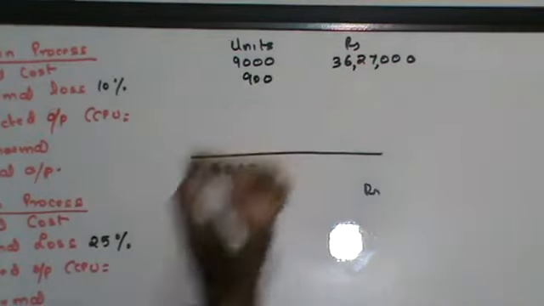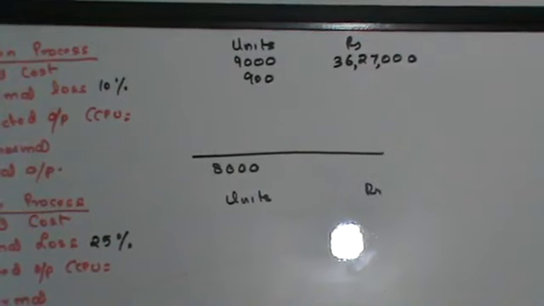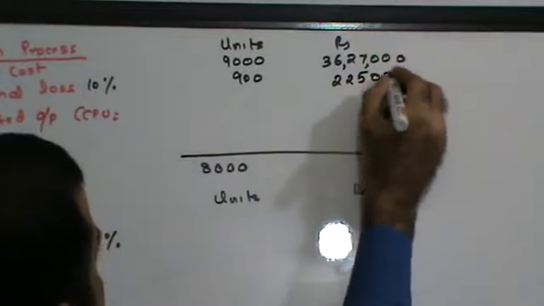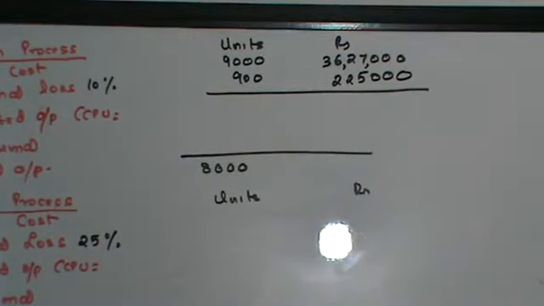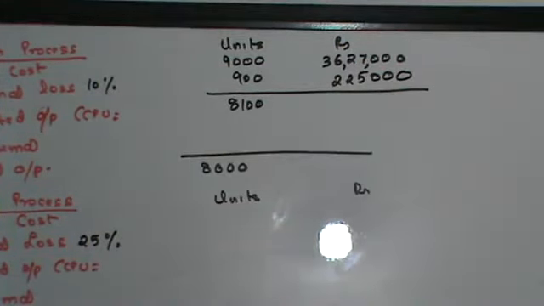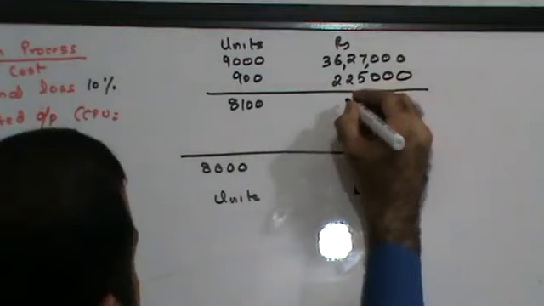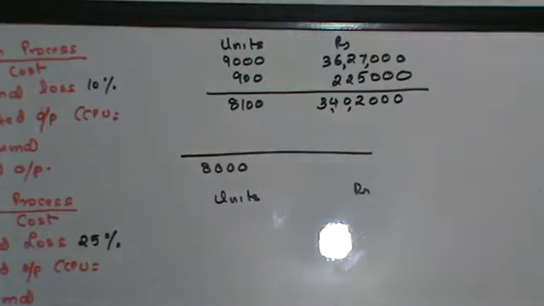10% of 9,000 will be 900. You have to multiply that by scrap price. The scrap price is given to you as 250 rupees. 900 into 250 is 2,25,000. So in which case my expected output will be 8,100 units, and in terms of cost this is going to be 34 lakh 2,000.